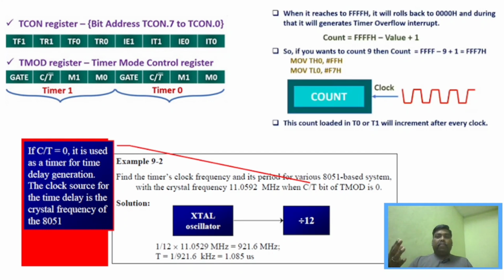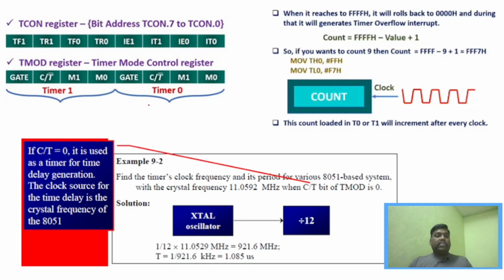And once the TF flag is enabled, we have to stop the timer. And once again, we have to do the same operation to generate the square wave. So all these operations we have already discussed, but I'll just refresh the basics again here. First thing is we know what the TMOD register is and what the TCON register is.